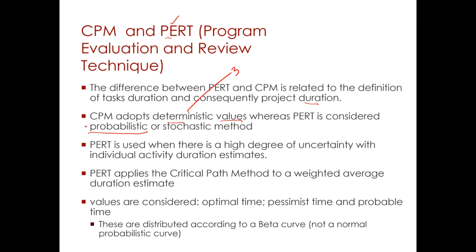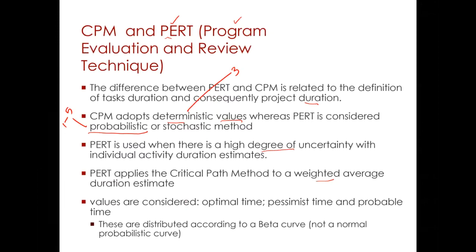So they will give you an idea that my work will take between 1 to 5 weeks based on these constraints, and also based on the contractor having done the job properly, and maybe on the weather condition or so. So for that, once we are given the probabilistic value, we will be using PERT technique. PERT is used when there is a high degree of uncertainty with individual activity duration estimates. PERT applies the critical path method to a weighted average duration estimate.